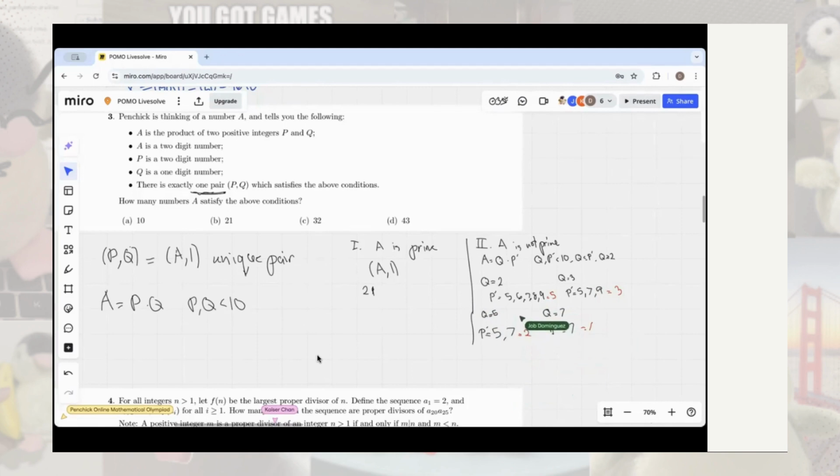So now with both of our cases done, we can count the total number of cases. 21 plus 5 plus 3 plus 2 plus 1 comes up to 32, which is letter C.